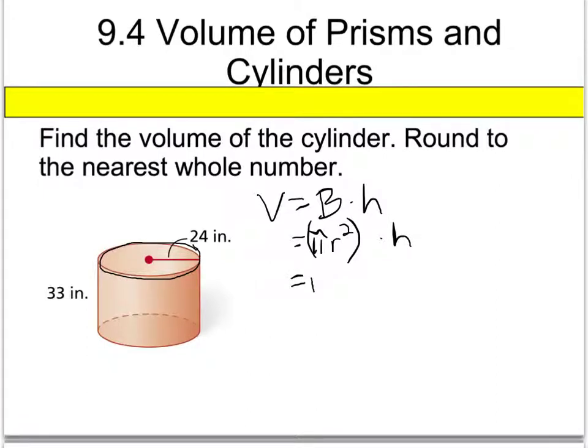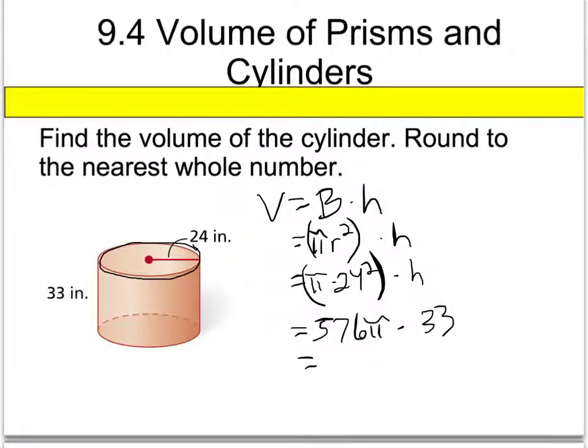Okay, so now again, I like to simplify this in terms of pi before I multiply it all together. So now you take 24 squared. 24 squared is 576 every time. Multiply it by pi times 33. Again, I am going to get an answer in terms of pi. So you take 576 and you multiply it times 33. So class, what is 576 times 33?